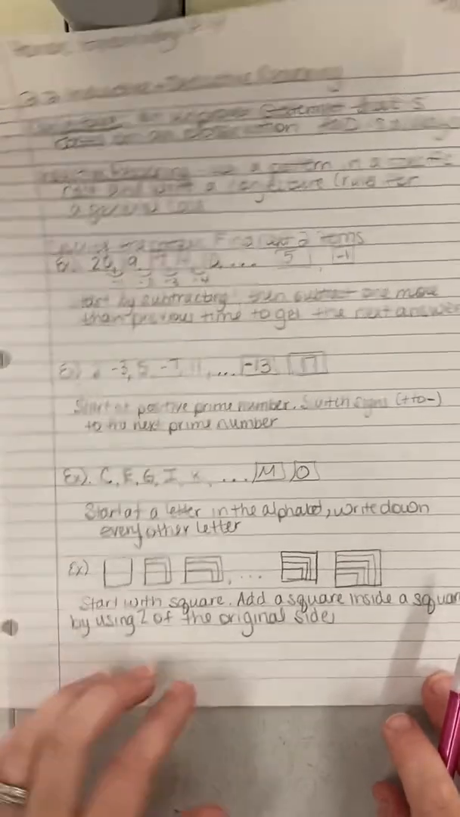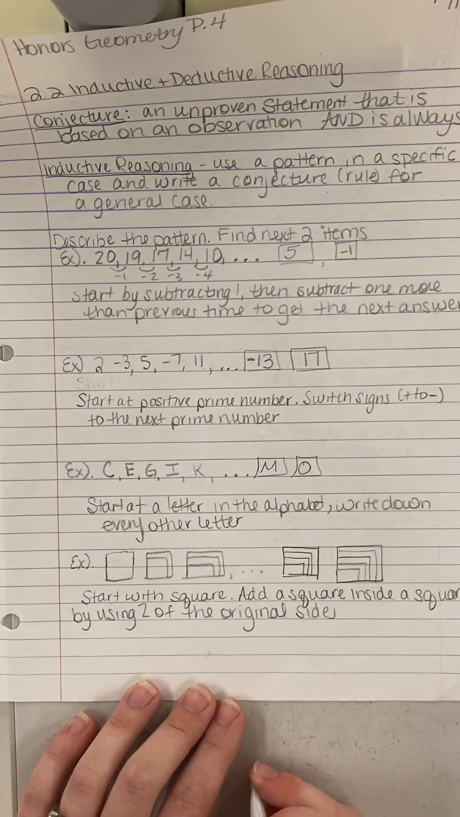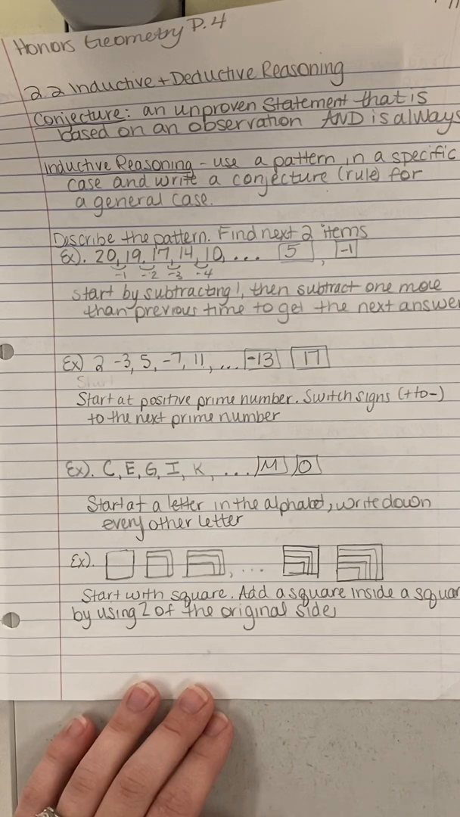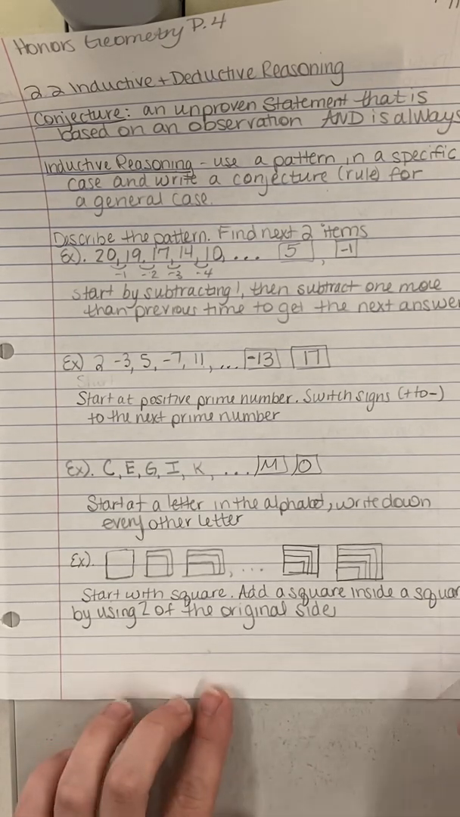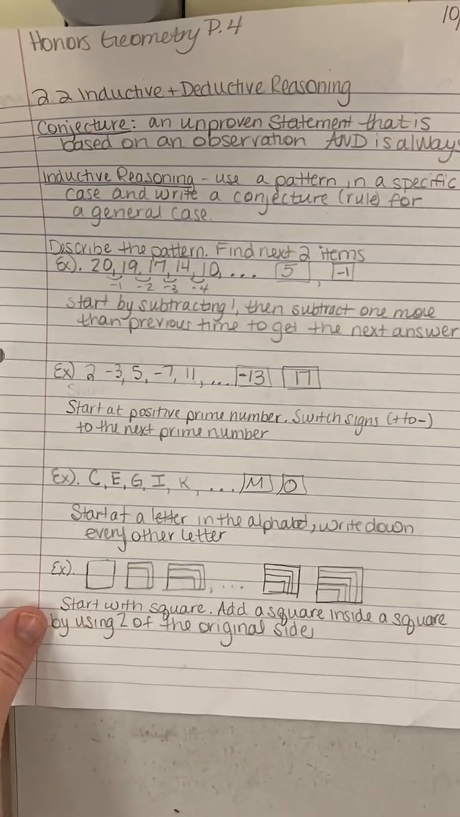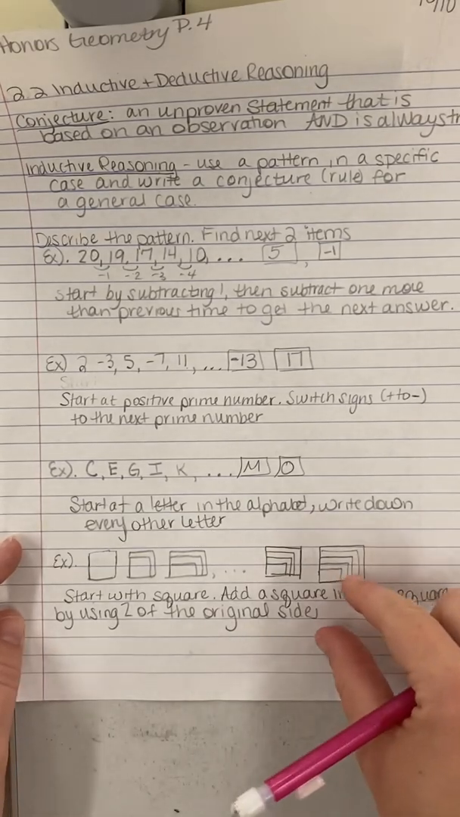All right, the next one is starting with the square. We're going to add a square inside, by using 2 of the original sides. They're not super great squares that I drew, so if you didn't catch squares and you described them as rectangles, that's fine. Okay, so that's all inductive reasoning. I've got a pattern and then I'm creating some sort of rule for it.